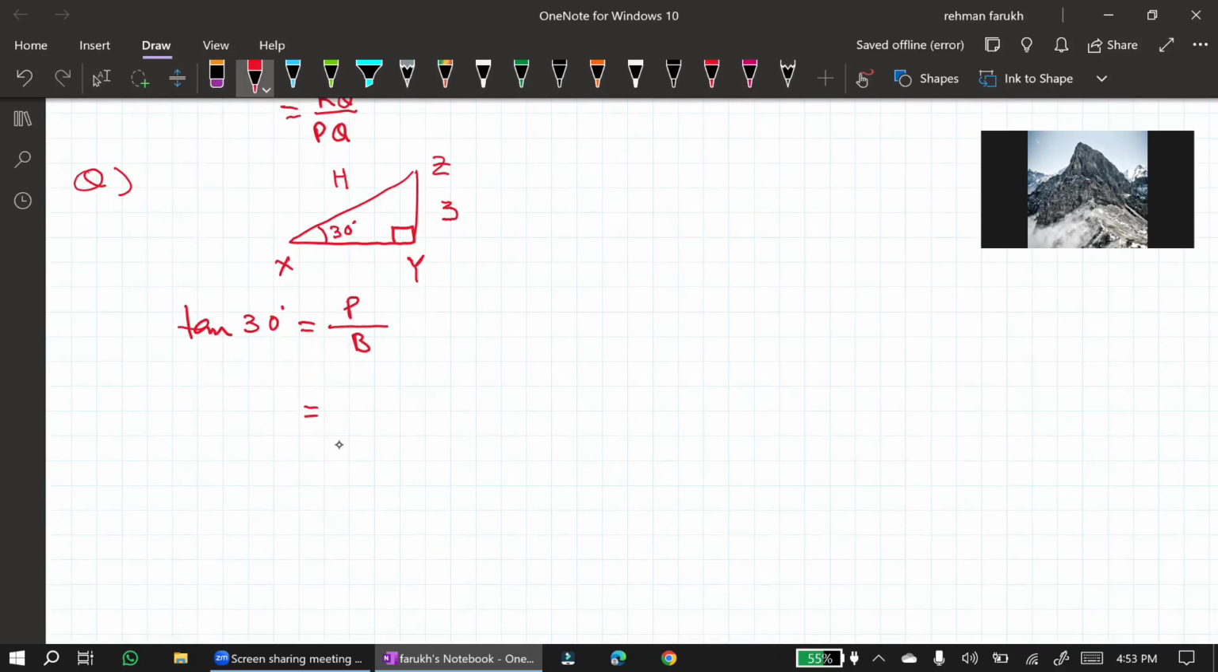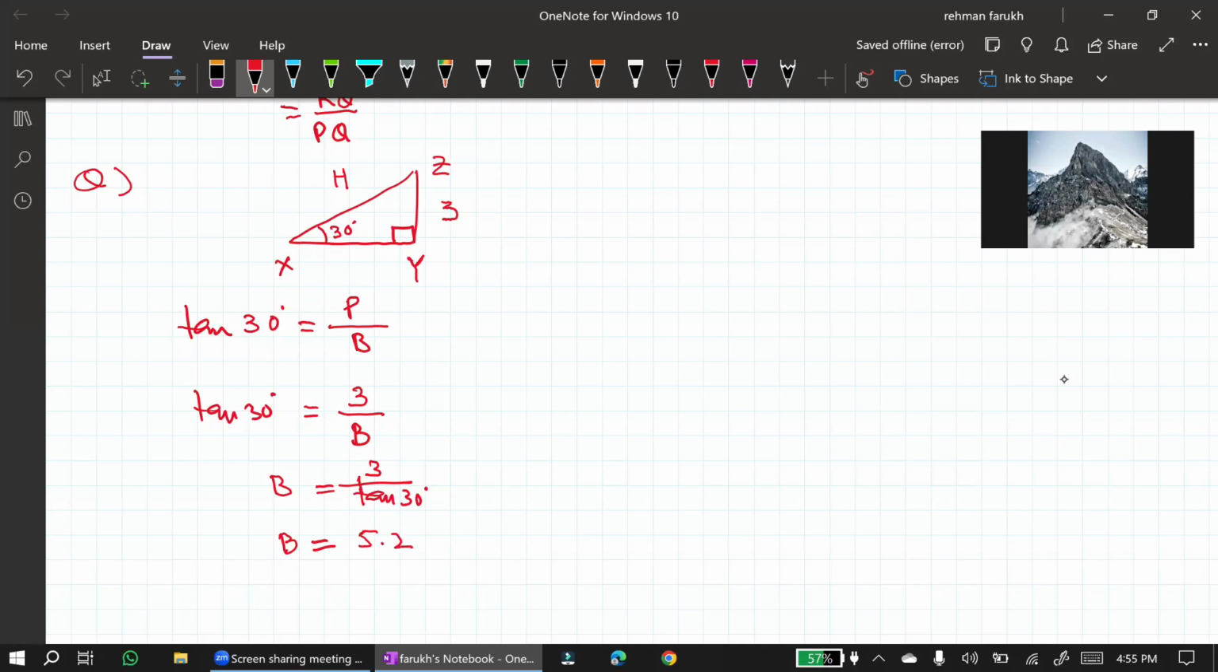Perpendicular is 3, base is unknown, tan 30. Now we will use cross multiplication. Base is equal to 3 over tan 30. We will use a calculator to find out the base. 3 divided by tan 30 is 5.196, or the final answer is 5.2.